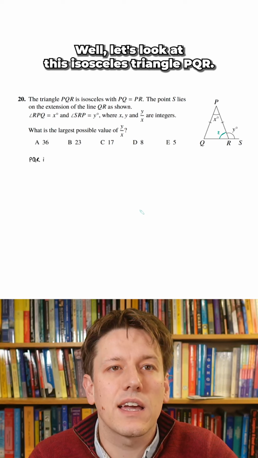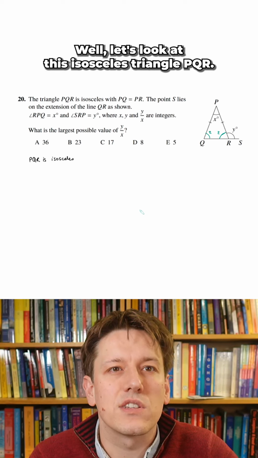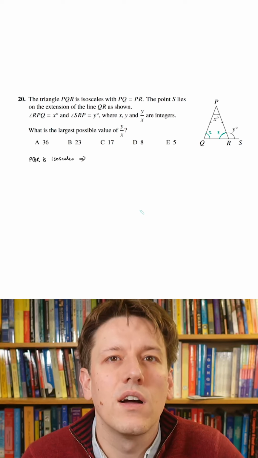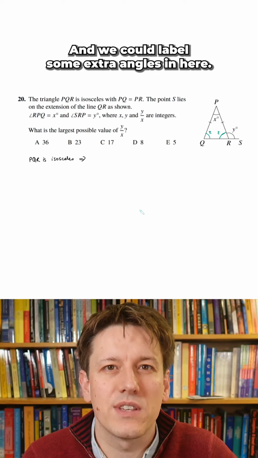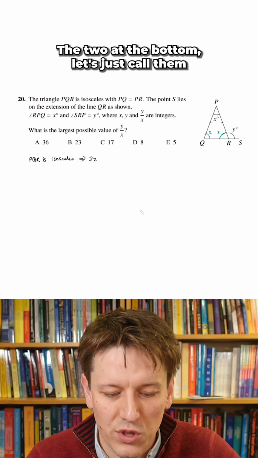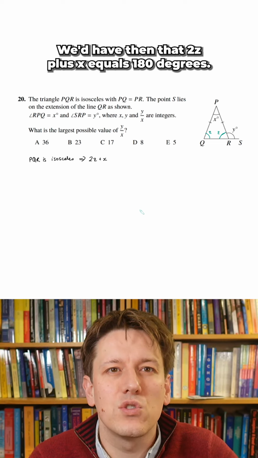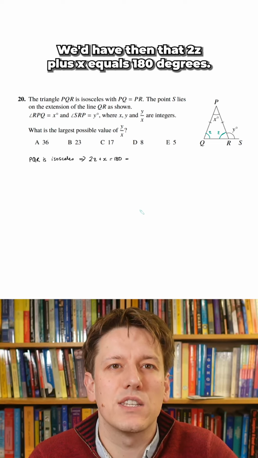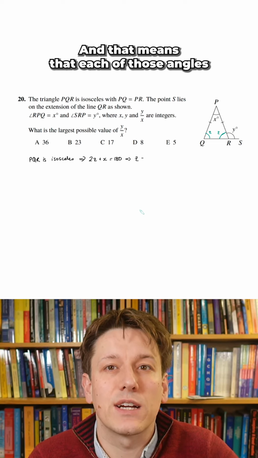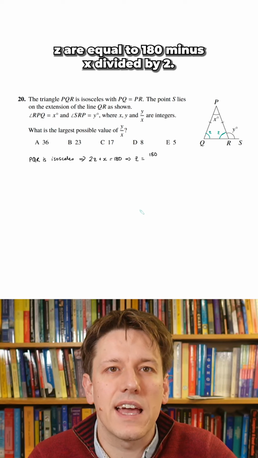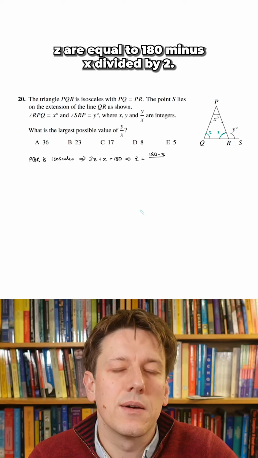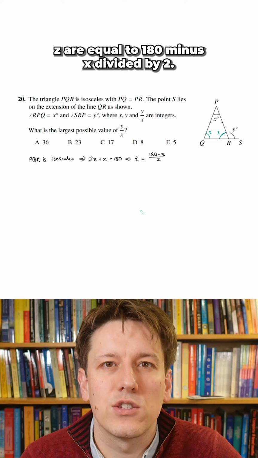Well, let's look at this isosceles triangle PQR, and we could label some extra angles in here, the two at the bottom. Let's just call them z so I can write this down algebraically. We'd have then that 2z plus x equals 180 degrees, and that means that each of those angles at the bottom of the triangle, z, are equal to (180 minus x) divided by 2.